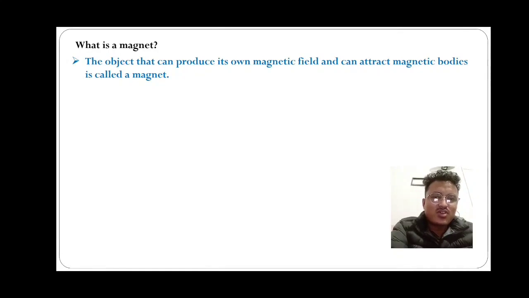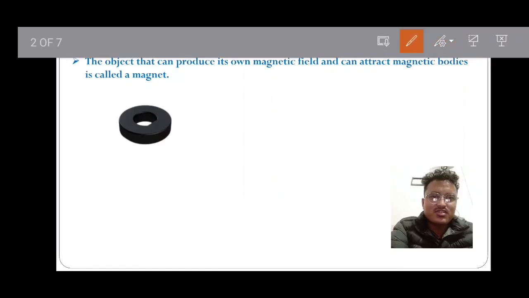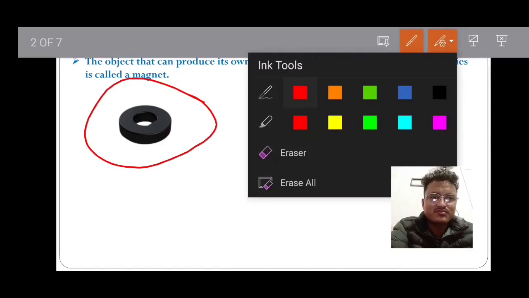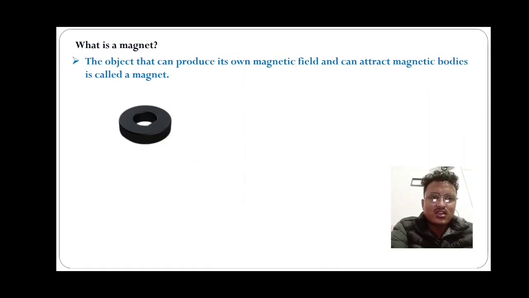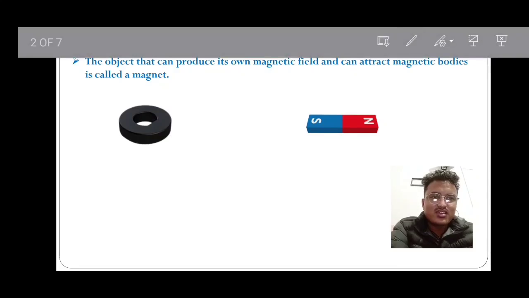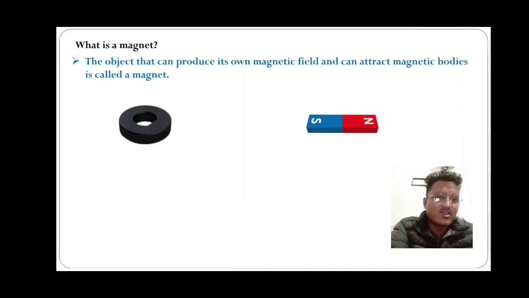Let us take two objects that are actually magnets in life. You can see on my left-hand side, an object popping up on the screen, a black colored round magnet which we usually find in speakers. On the right-hand side of the screen, there's another magnet, a bar magnet which we usually use in a scientific lab. So both of these are magnets.